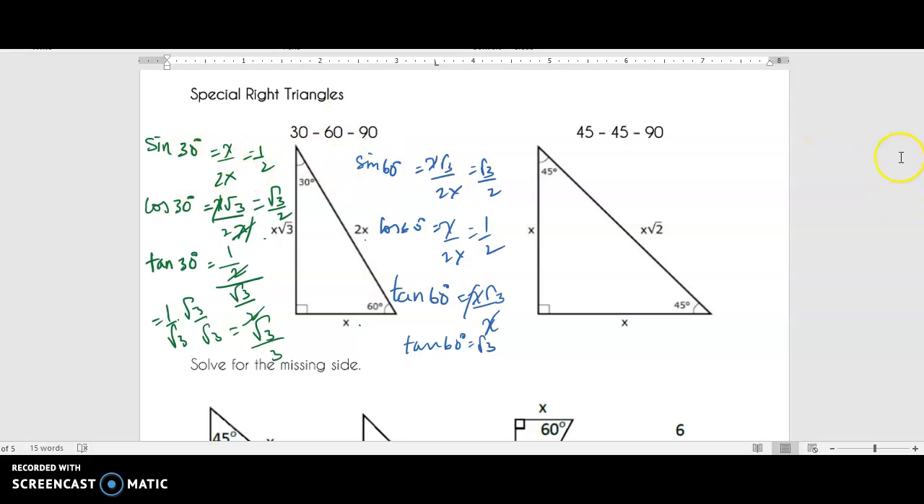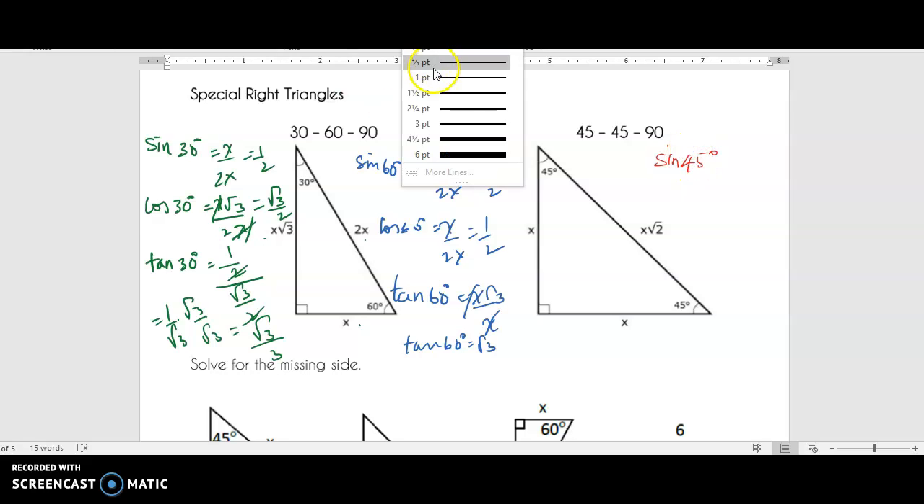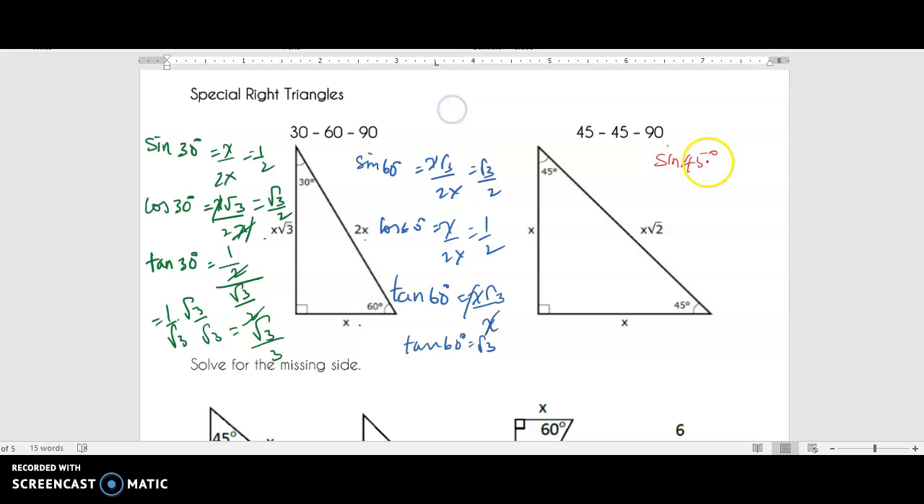Now let's quickly look at 45, 45, 90. Any angle is fine, right? Because this is an isosceles right triangle. So sine 45 is opposite over hypotenuse, so x over x root 2, which means it's 1 over root 2. And you must rationalize it. And when you do, it'll be square root of 2 over 2.